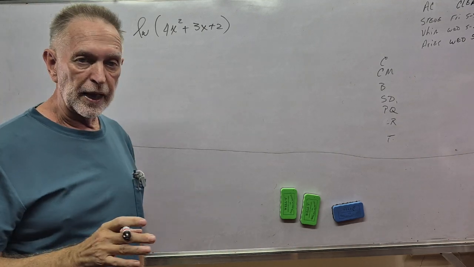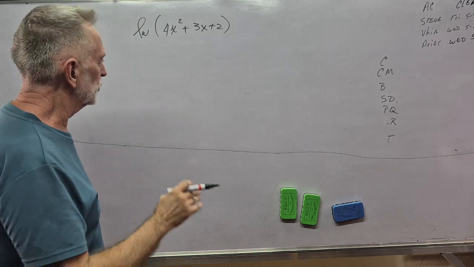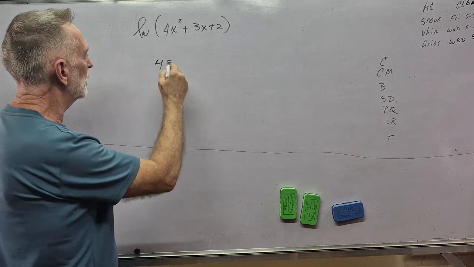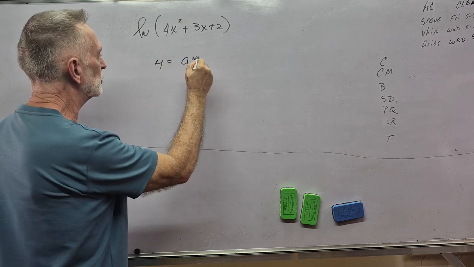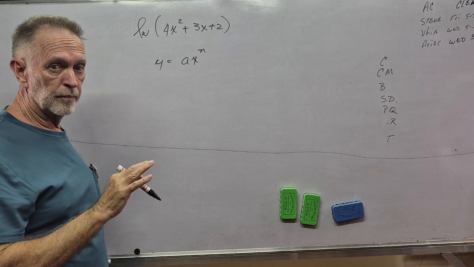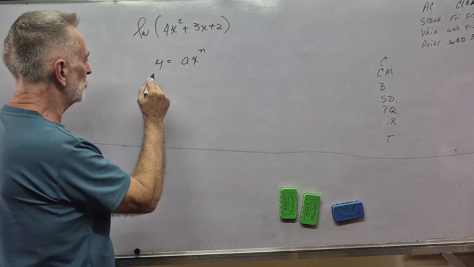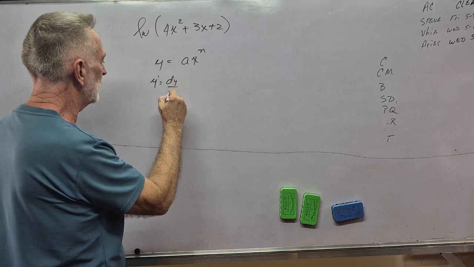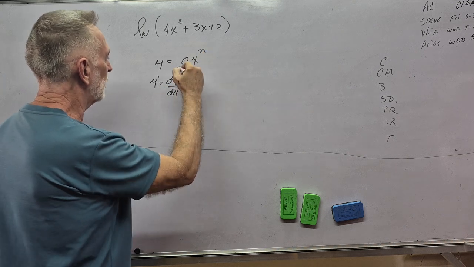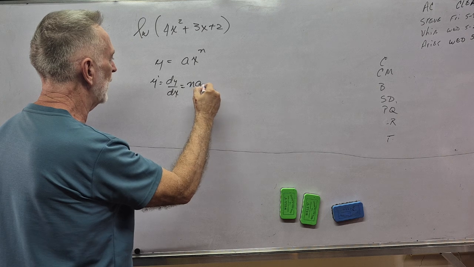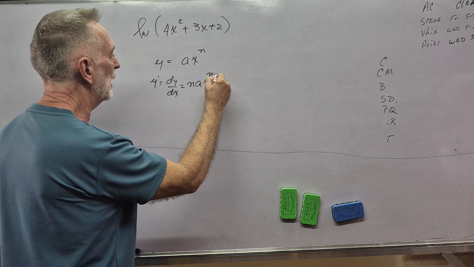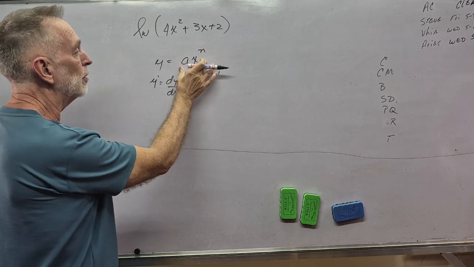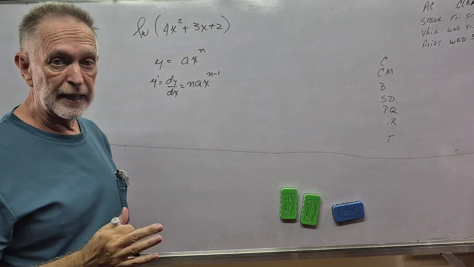Okay, to answer that, let's look at a derivative first. You remember if we had a function, let's say y equals ax to the nth power. If we take the derivative of that, in other words, y prime or dy dx, we bring the n down, n ax to the n minus 1. That would be the derivative of the function ax to the n.